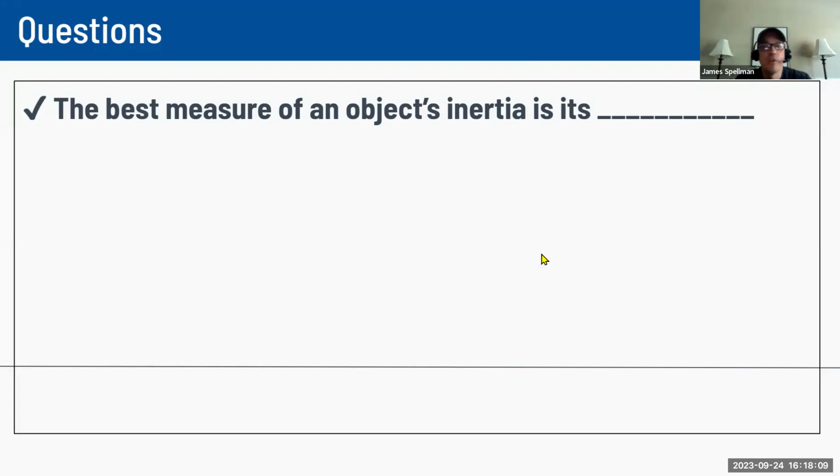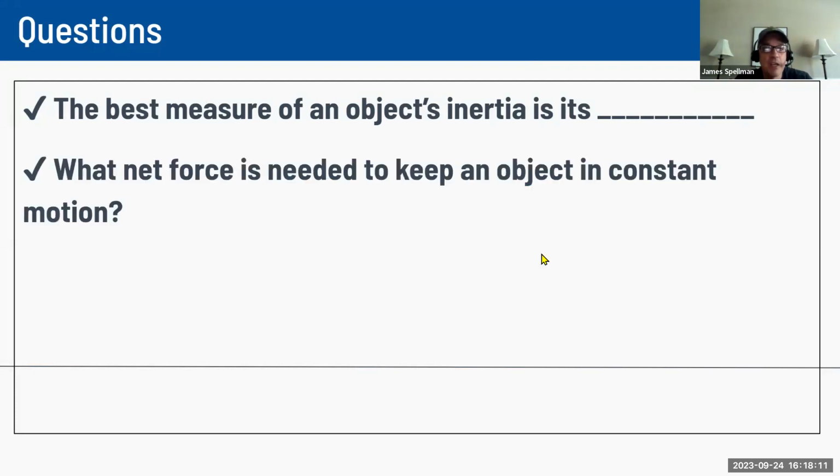And the second one says, what net force is needed to keep an object in constant motion? So this is a key phrase here: constant motion. If it's in constant motion, then it's not accelerating. And if it's not accelerating, then there's not a net force acting on it, because the law of inertia is kind of giving us an idea that an object will continue its motion unless a net force acts on it. So the net force needed to keep an object in constant motion is going to be zero. There would be no net force. So there would be forces acting on it, but not necessarily a net force.